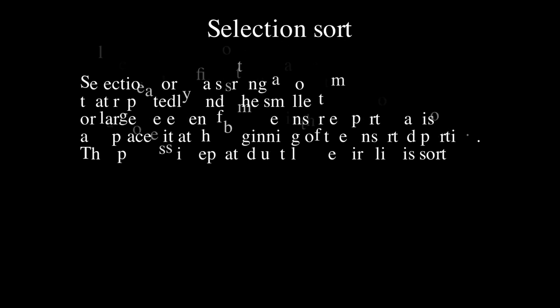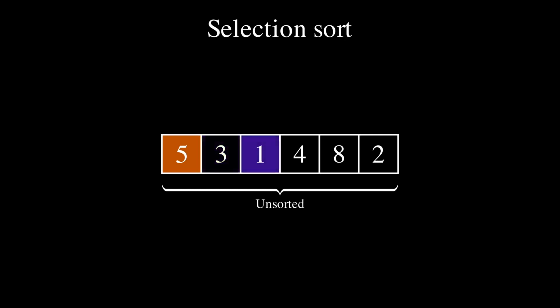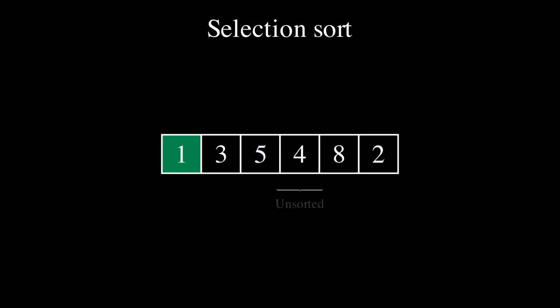Let's see the selection sort in action. We will sort the array in ascending order. We start from the beginning of the array and search for the smallest number. 1 is the smallest number, we swap it with the first item in the array. Now 1 is in the proper spot and everything on the right is unsorted.